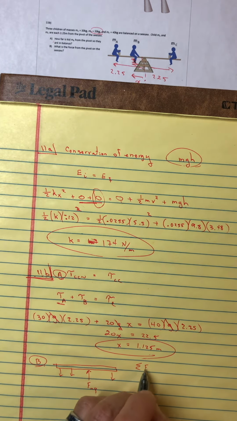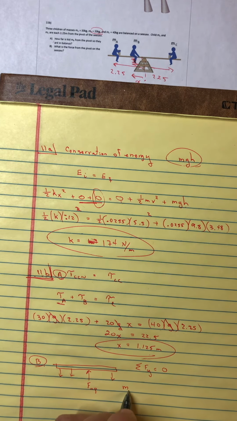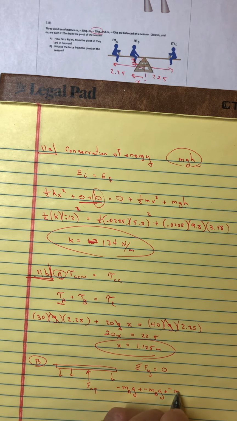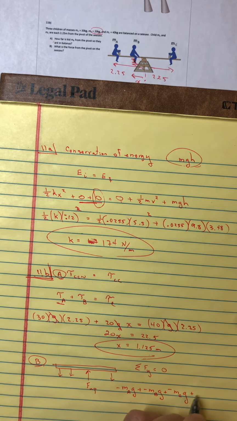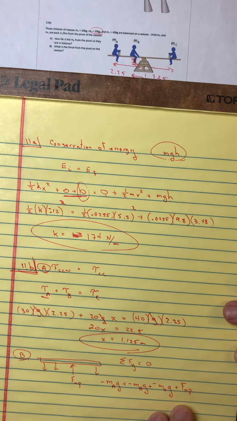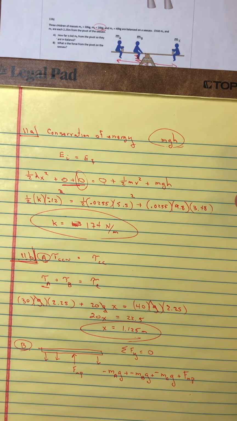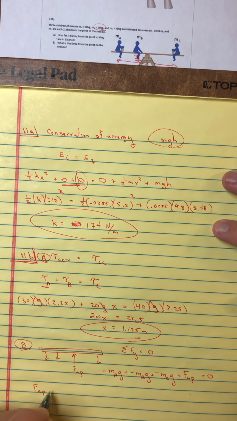And again, to be in balance, the sum of all these forces has to be 0. So we would have a downward force from child A, so I'll put a minus mg, and another downward force from child B, and another downward force from child C, an upward force here from the pivot, and that has to equal 0.